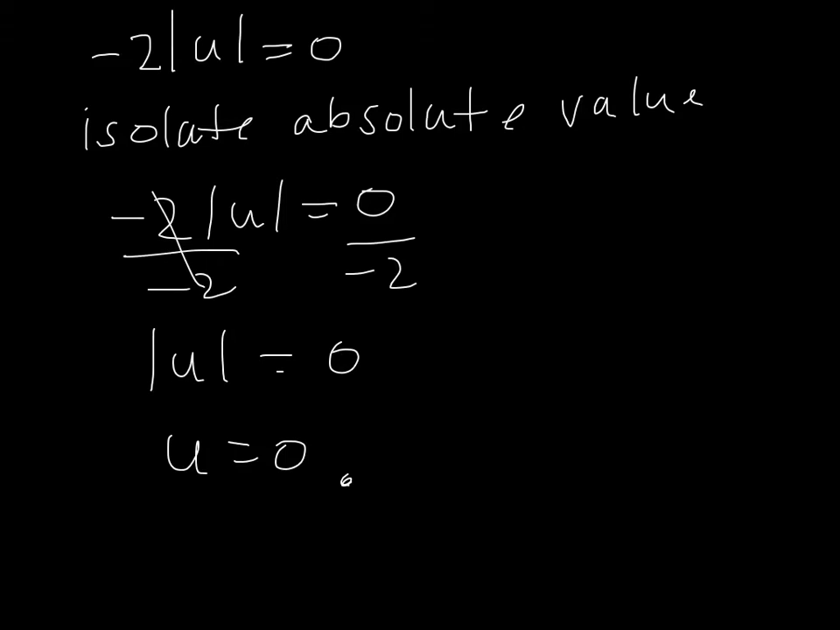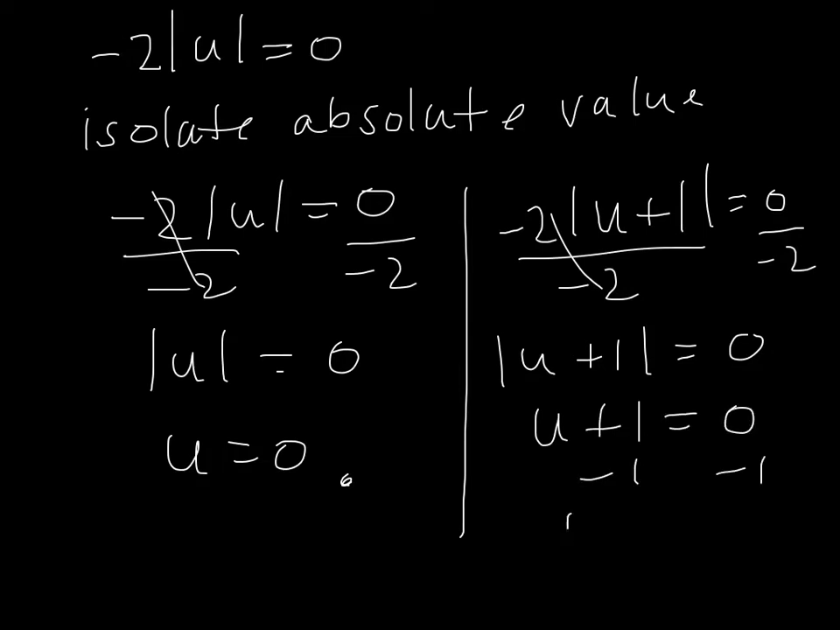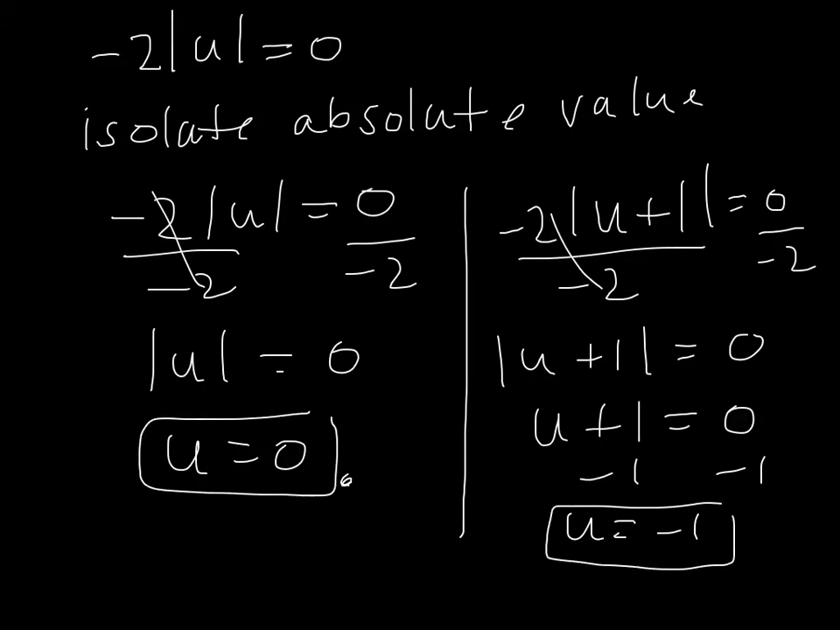And let me just do one more real quick so you can kind of see, it doesn't have to equal 0, but if I had -2, I'm just going to make this slightly more complicated, plus 1 in the absolute values equals 0. I would start by doing division by -2. Now the absolute value is isolated, and I still have 0, but this time when I drop the absolute values, I get u is equal to -1. So you can see here two similar problems with one solution.